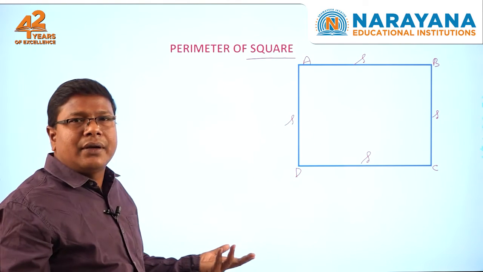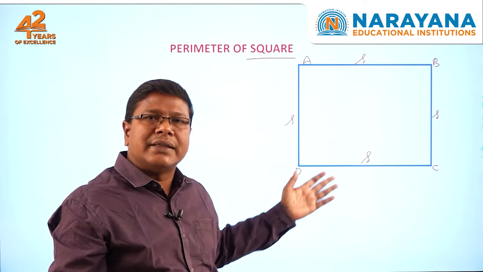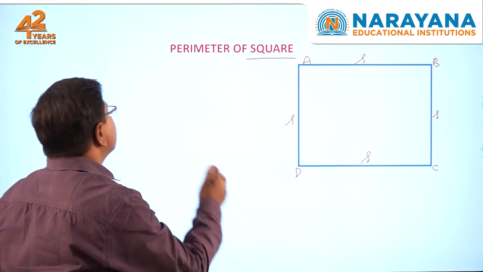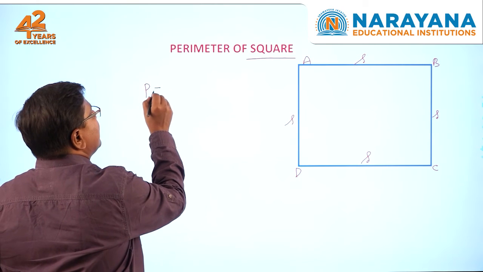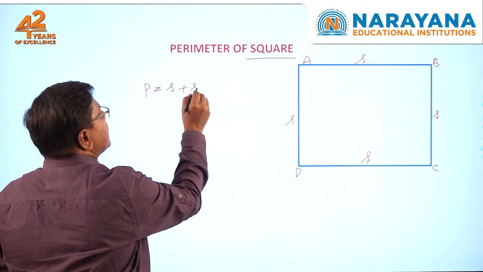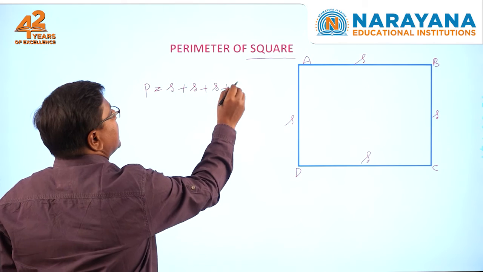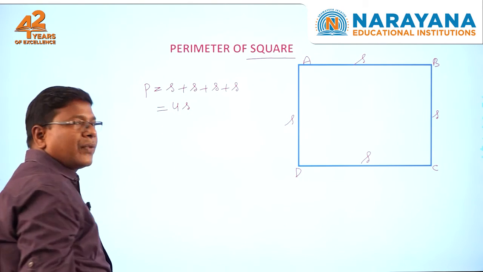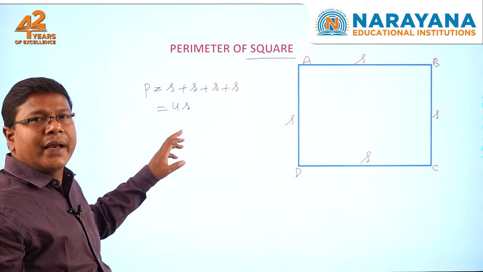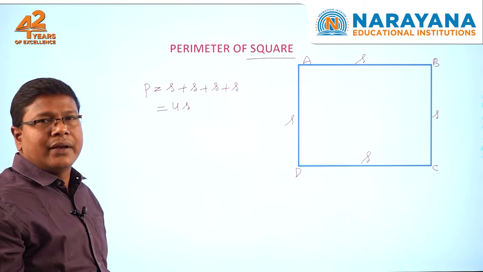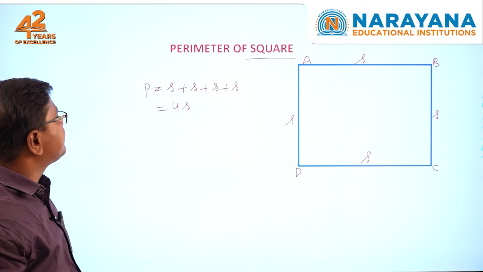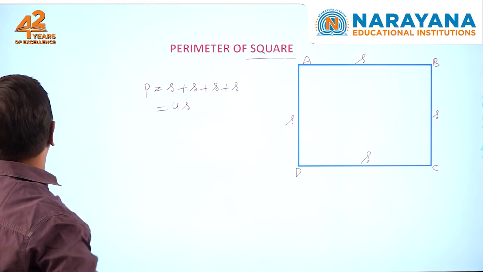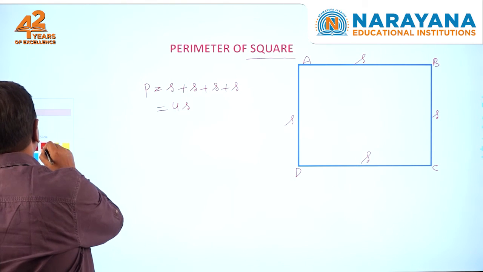To get the perimeter, we know it is the sum of all the sides. So the perimeter of the square is S plus S plus S plus S, which is equal to 4 into S. So 4 into the side gives the perimeter of the square. It is simple. Now come to one example on this.